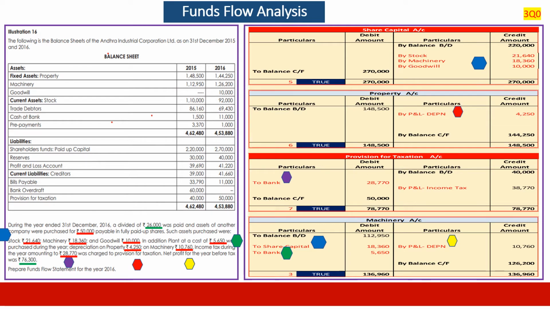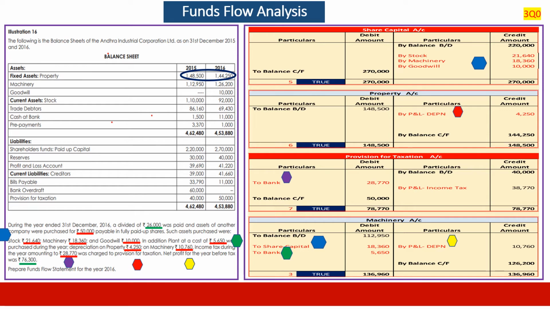Based on the adjustment, we will be preparing accounts which are affected by the transactions listed therein. One for purchase of assets, second for payment of capital, and provision for taxation. These are the 3 accounts. Goodwill account we are not preparing because there is only one transaction of issue of capital. Let us get going.